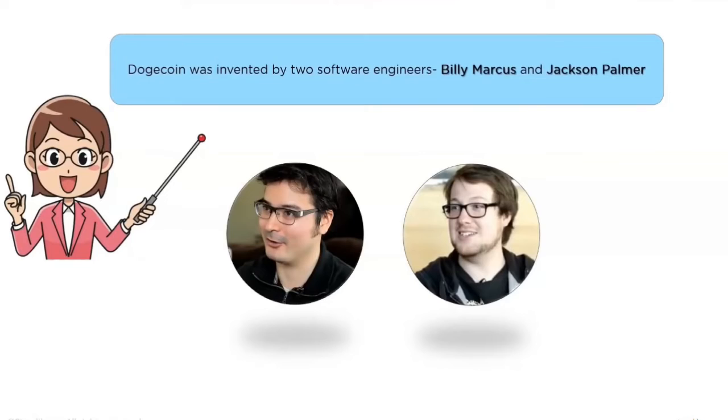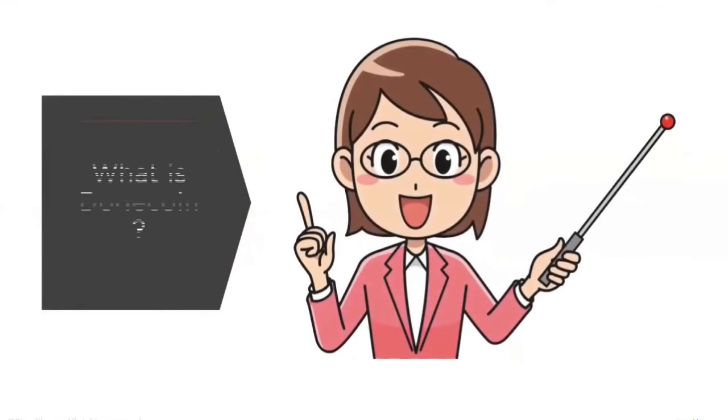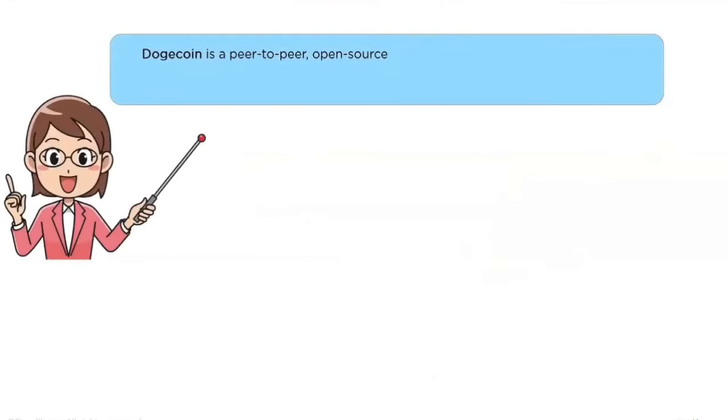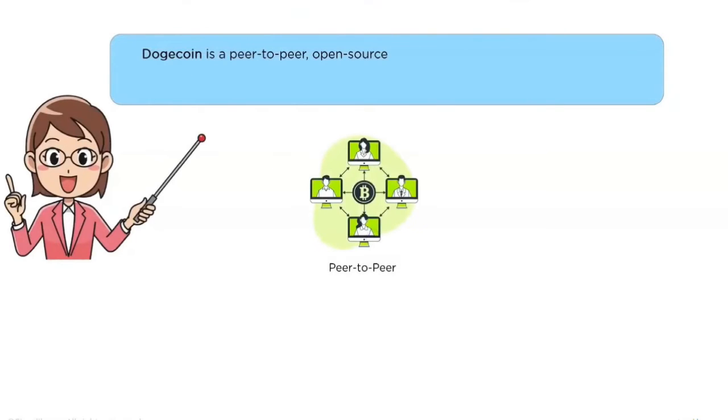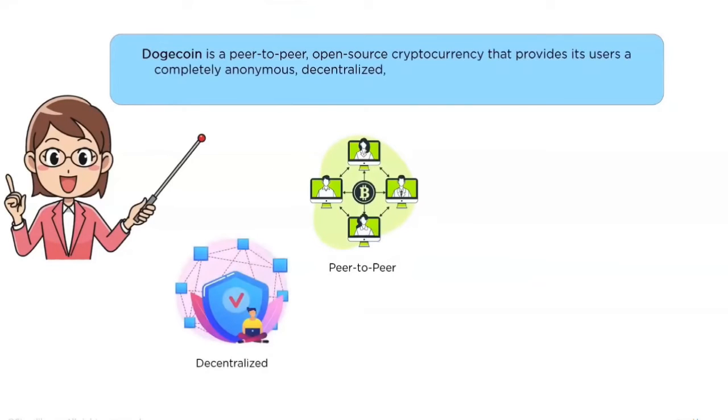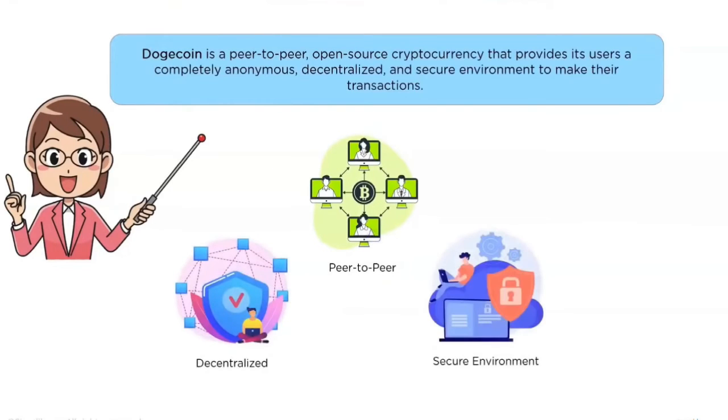Did you know that they never even met before combining the two most significant phenomena of the year 2013, Bitcoin and Doge? Well, now let's move ahead and see what is Dogecoin. Dogecoin is a peer-to-peer open source cryptocurrency that provides its user a completely unknown, decentralized, and secure environment free from any third-party interference to make their transaction.